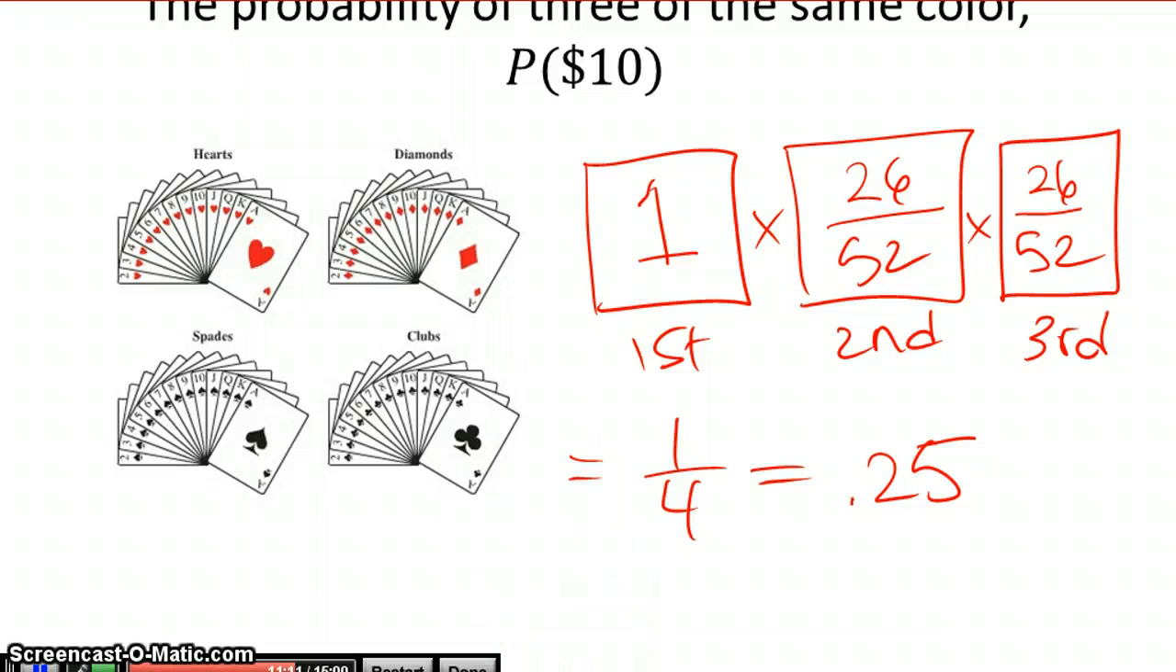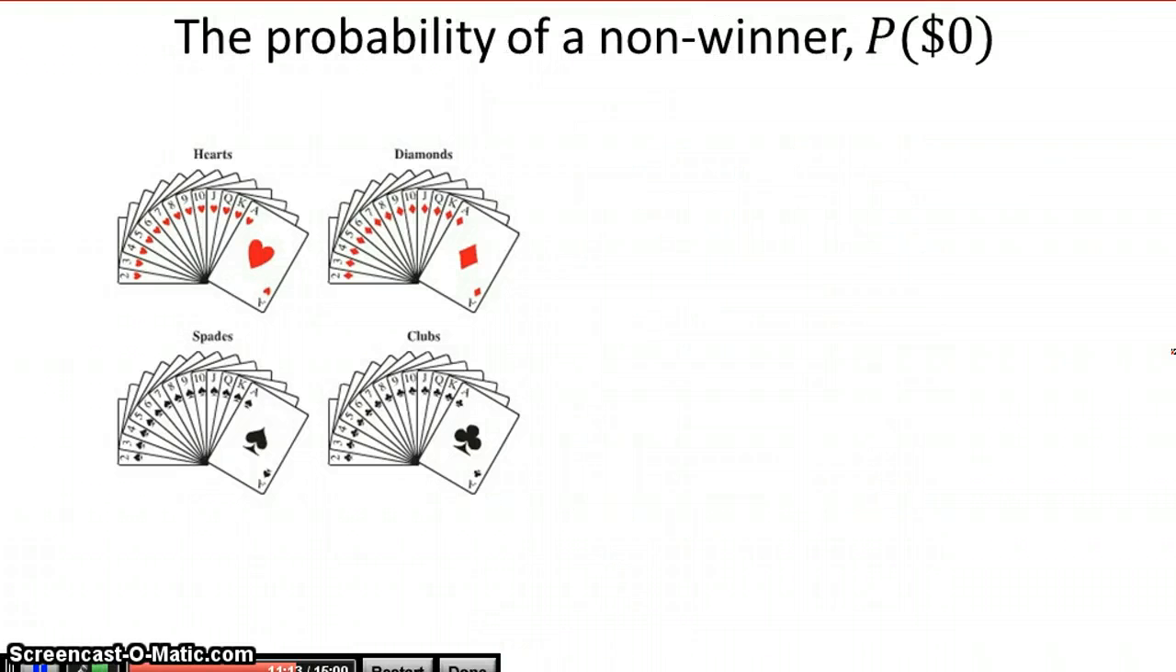Now, the last one, which is the probability of a non-winner, or winning $0 now for your random variable x. This one seems like it might be a little tough because you have to think about what are all the ways I'm going to lose or not win any money. Well, what's going to be easier to calculate is the probability of winning any money, which is the probability of winning $1,000 or $100 or $10, which we've already calculated.